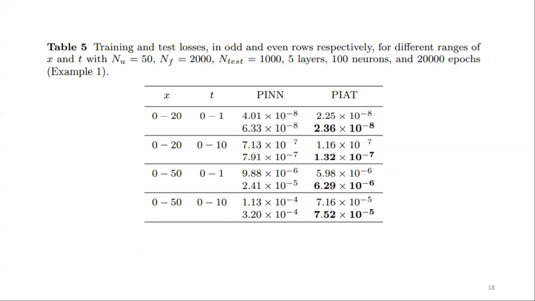Also in this figure, I compared the results of PINN and adversarial training for a wider range of interval for X and T. As you can see here, also for a bigger interval, we can see that adversarial training performed better than PINN.